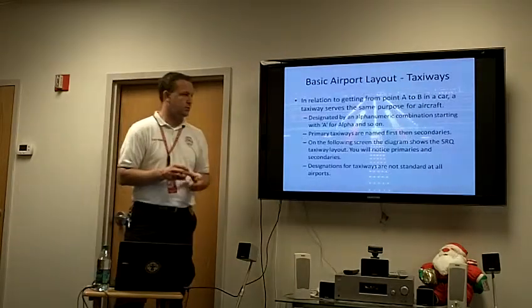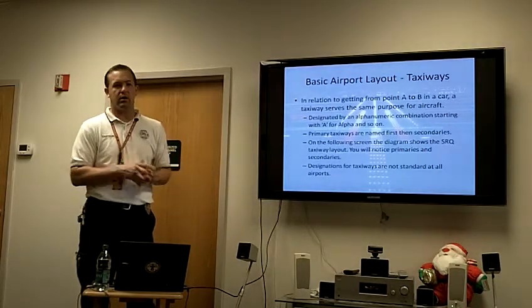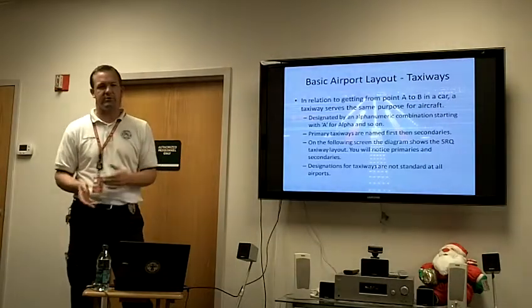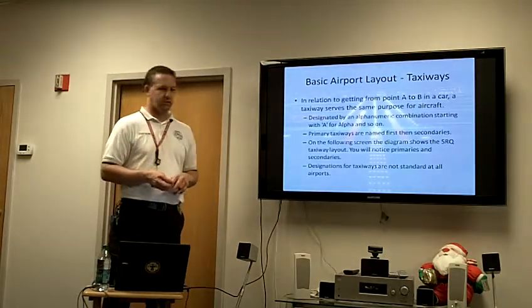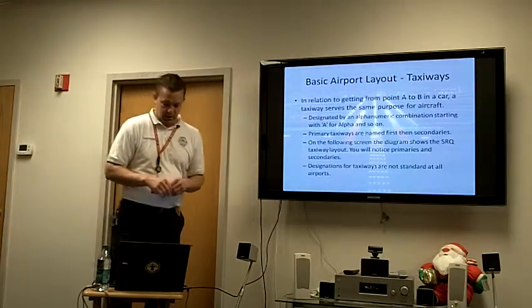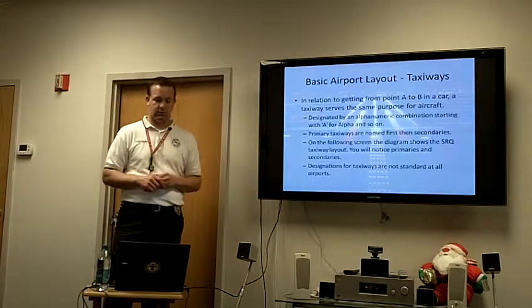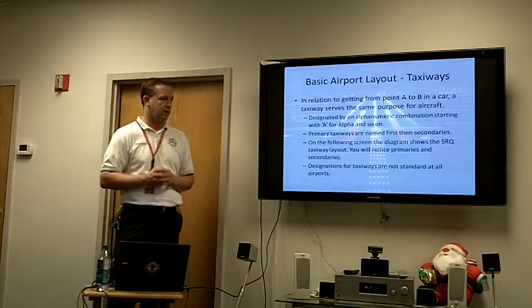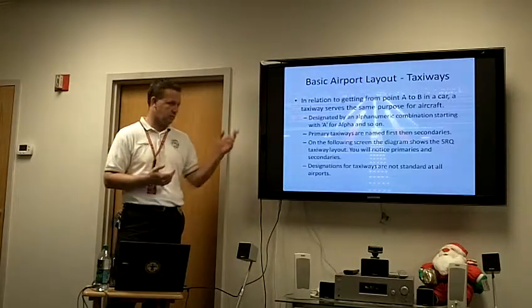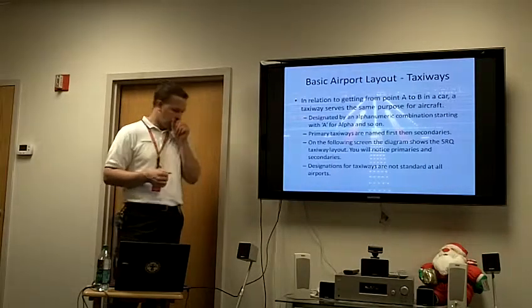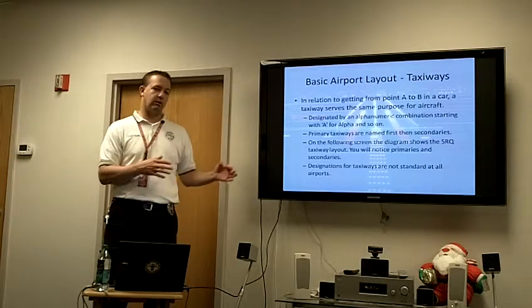Alright, taxiways, another important component. In relation to getting from point A to point B in a car, a taxiway serves the same purpose for aircraft movements on the ground. Taxiways are typically designated by an alphanumeric combination starting with A for Alpha and so on. Again, we're going to go over the phonetic alphabet, which plays a role not only in communications but also in the taxiway designations. Primary taxiways are named first and then secondaries.